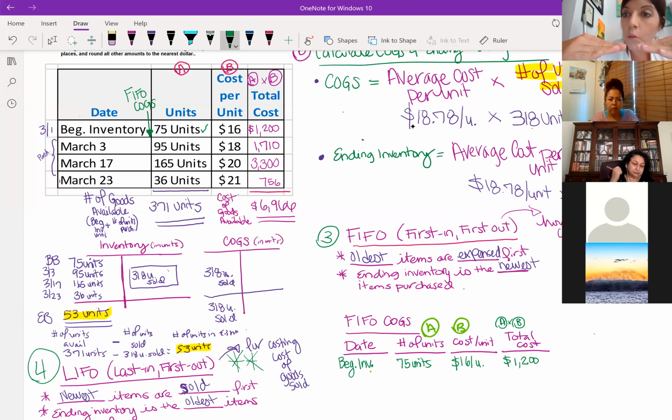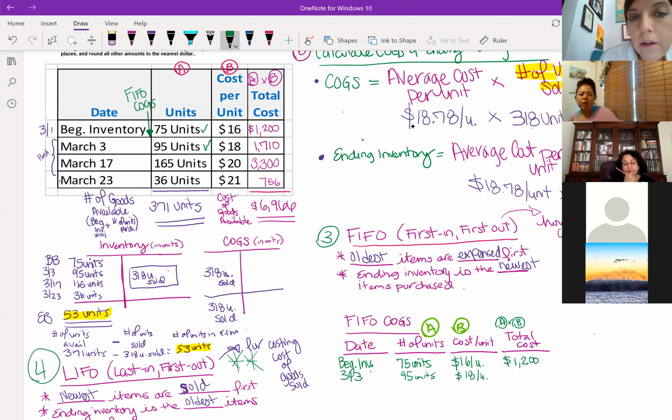Then I move down one layer, March 3rd. Did I sell at least 95 more units? Yes. So 75 plus 95 gives me 170 units sold at this point that we've accounted for. So we're going to expense all of the March 3rd layer: 95 units at a cost of $18 per unit, and the entire $1,710 is expensed.